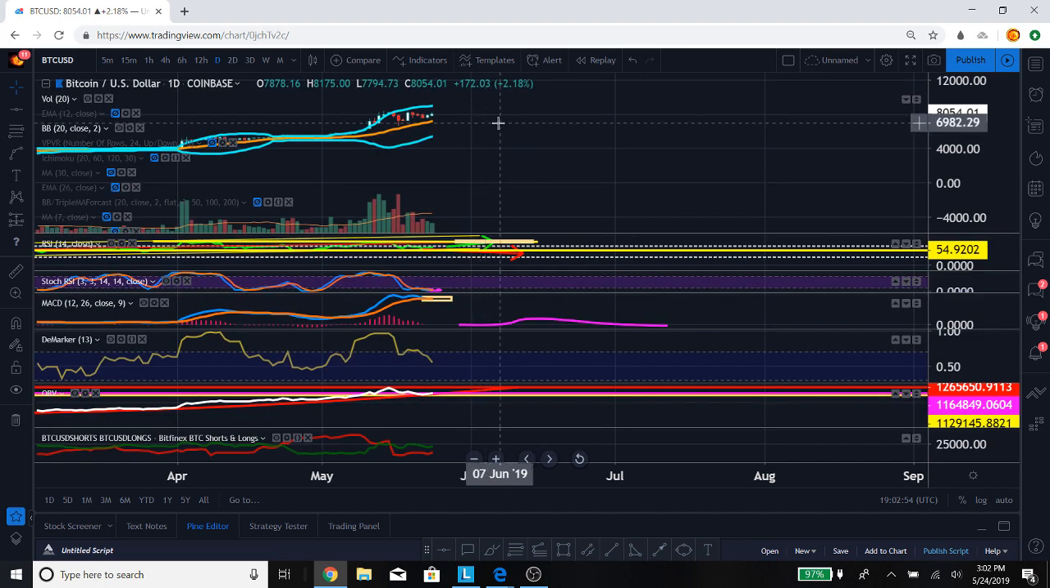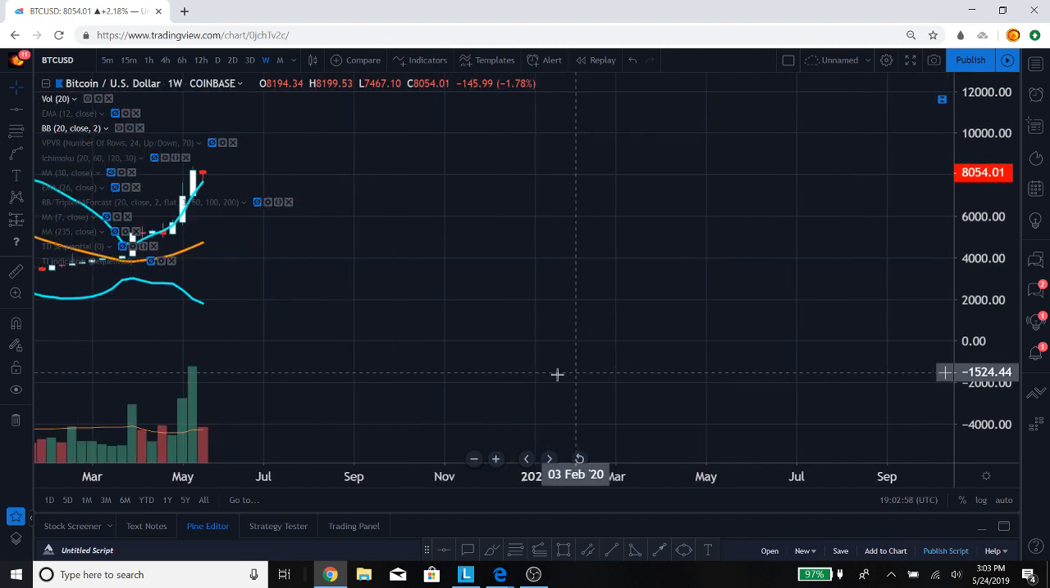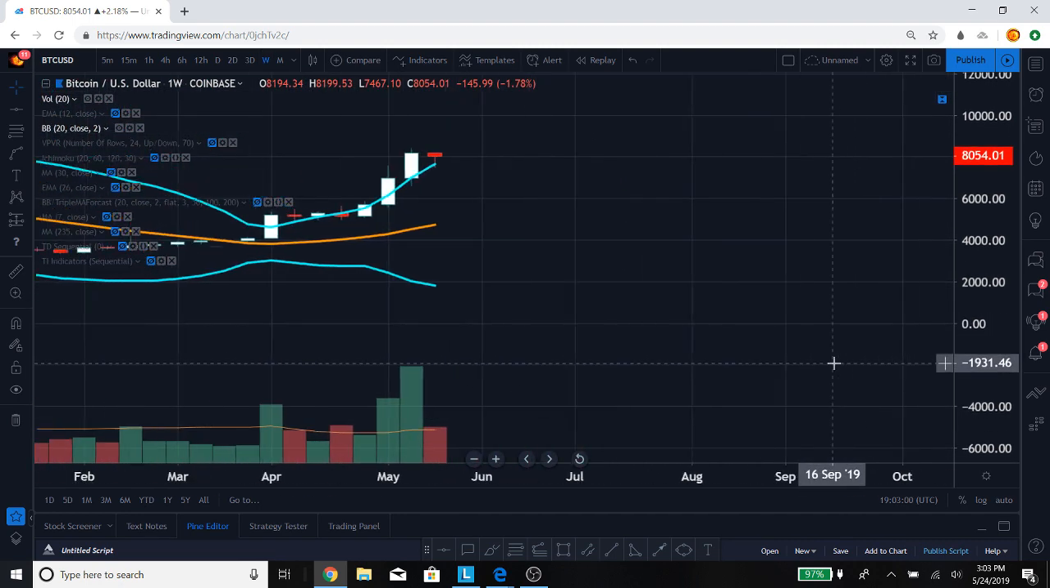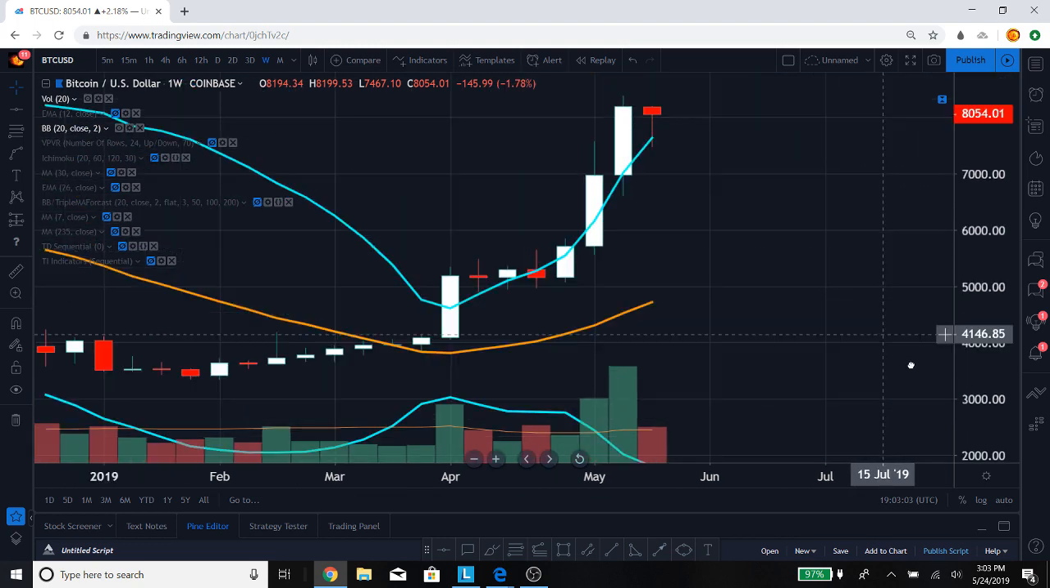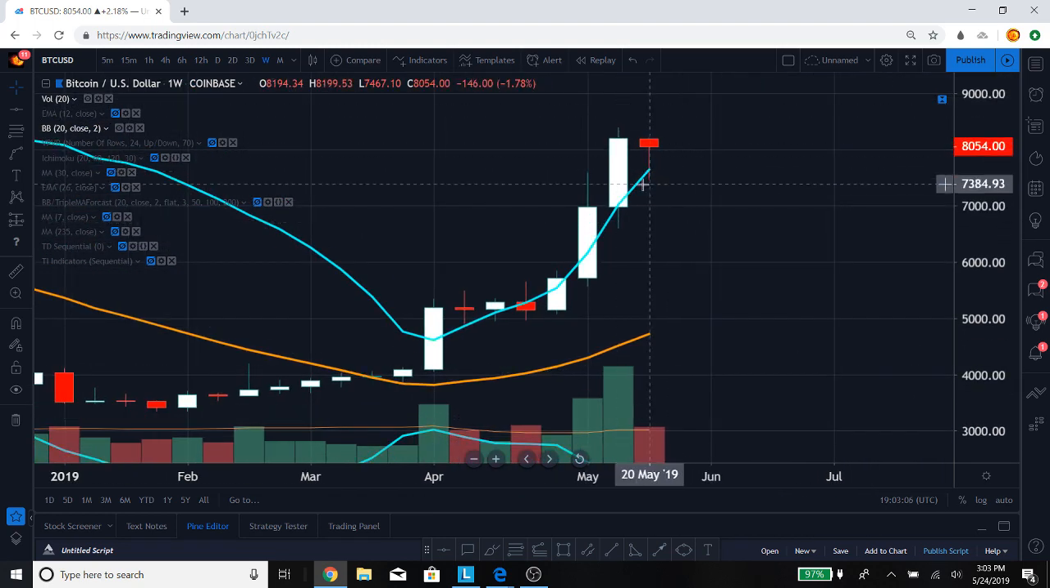All right, a couple more things here. Let's go to a higher time frame. Let's go to the weekly. Still above upper Bollinger. Unprecedented bullishness here. Finding that support. Now, what shape is this weekly candle?